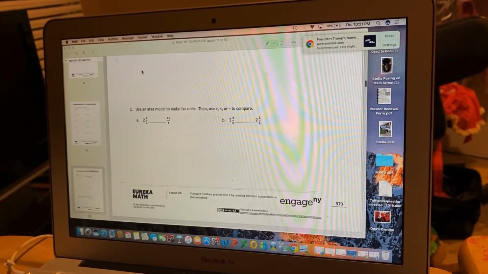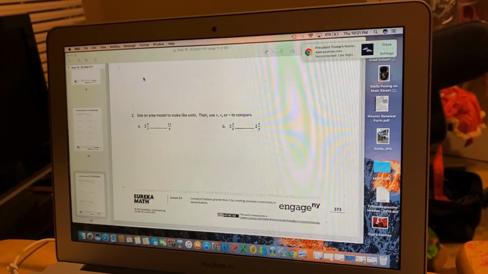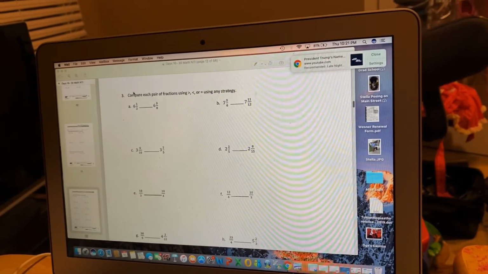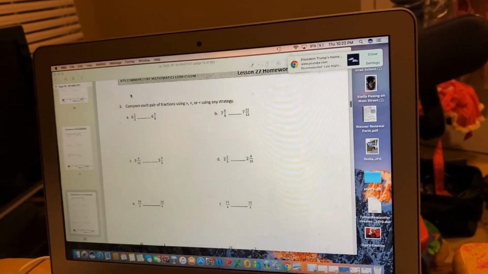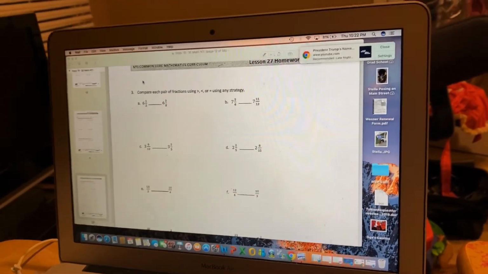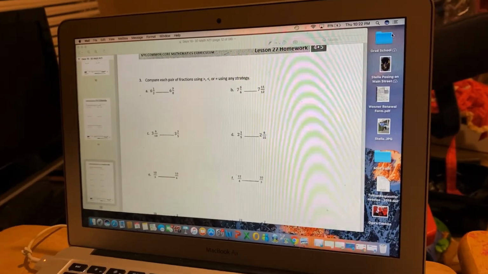At the bottom, number 2 says use an area model. Do not use an area model. Just use those symbols. On the bottom page, it just says to compare each fraction using a greater than, less than, or equal sign. Go ahead and close that out. Just do that. That's all you have to do.